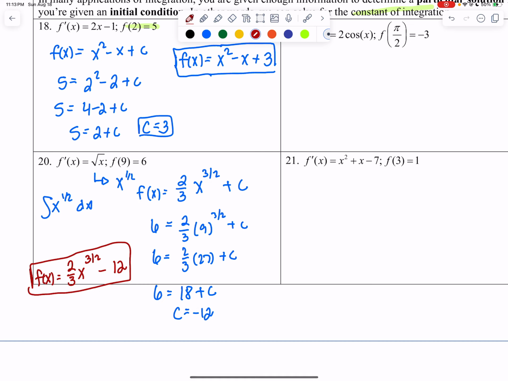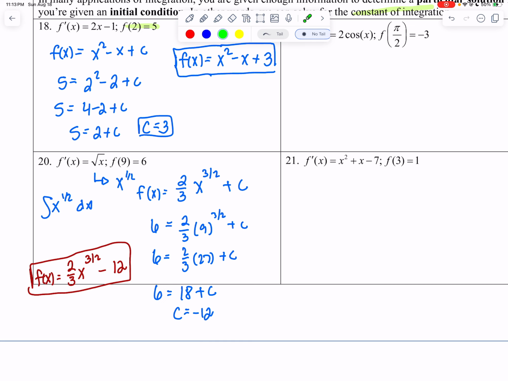Once again, if you have time, check your work. So if I were to multiply this out, that's going to give me 1. And then if I were to subtract my power, I'm going to get 1/2. So x to the 1/2. The derivative of -12 is 0. So x to the 1/2, square root of x, it checks out.